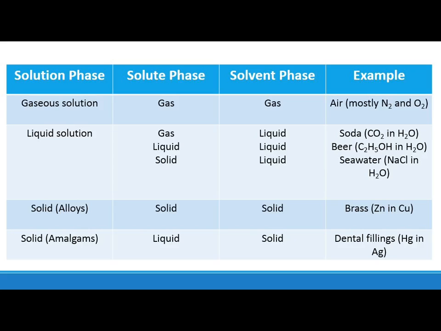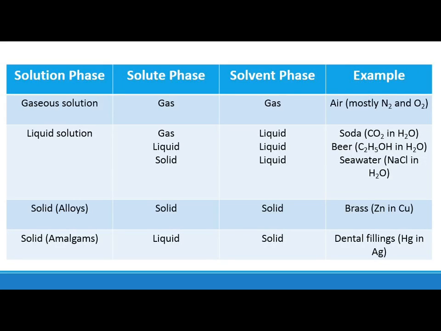Now, solutions can be any two phases mixed together. We can have gaseous solutions where a gas is dissolved in a gas. For instance, air. The solvent in air would be nitrogen. There's oxygen and carbon dioxide and water vapor and some other things dissolved in that solvent. So you can have multiple solutes.